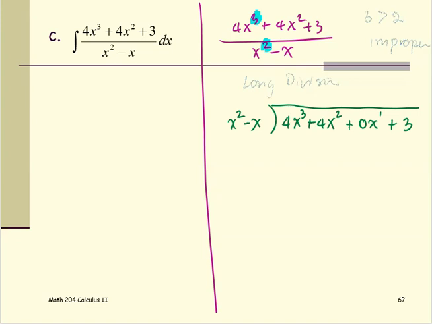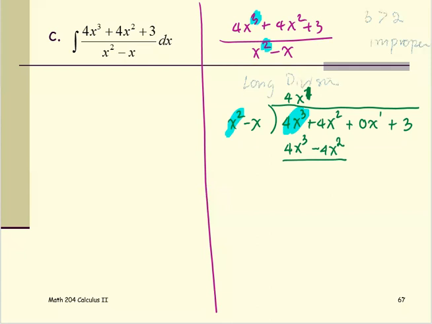Starting with dividing the first term by x squared: x squared goes into 4x to the third, and what you're going to get is 4 times x. After that, you multiply 4x by x squared to get 4x to the third. You're supposed to get exactly the same term. Then you multiply again with the negative x to get negative 4x to the second.